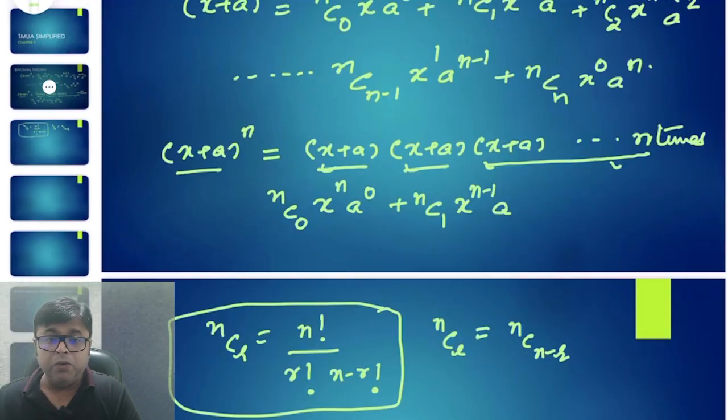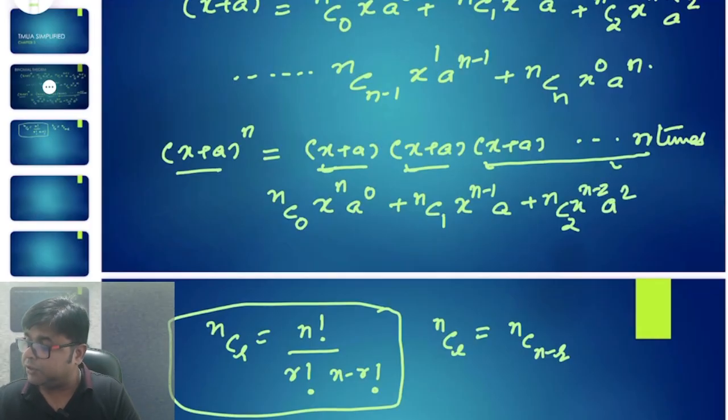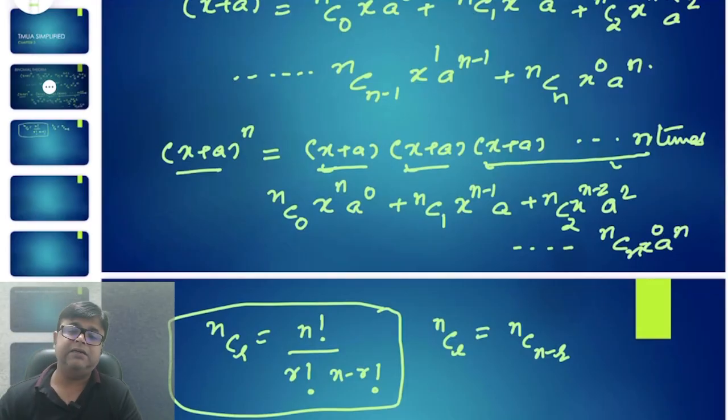Now if I'm selecting two a's from two brackets, the number of ways of doing it is nc2. So a will become a squared and x will become x to the power n minus 2, since from the rest of the brackets I am taking x, and so on and so forth. The last term will be when I've selected all the a's, which means I have not selected any of the x. So this is how we come to this expansion, which is very important to understand. Just mugging up the expansion won't help our cause.